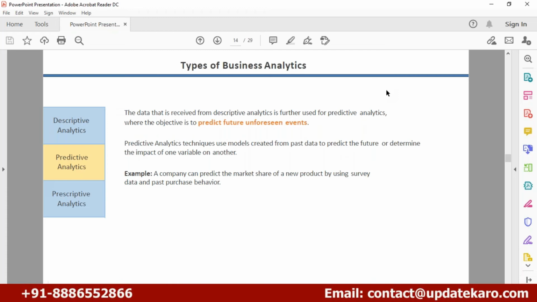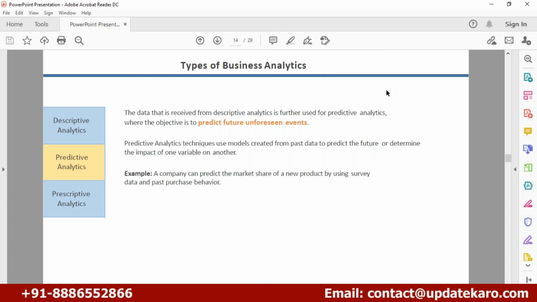Whatever data is received from descriptive analytics is further used to proceed to predictive analytics, where the objective is to predict future unforeseen events. That's what predictive analytics is. So you have the past data. You have already understood what has happened and why it has happened through descriptive and diagnostic analytics. But in predictive analytics, you are trying to predict what may happen in the future.